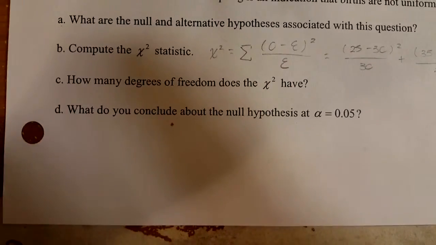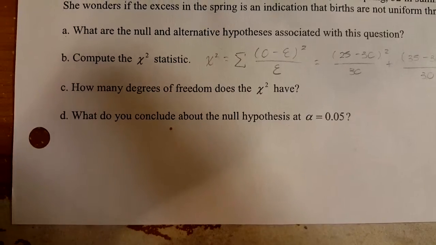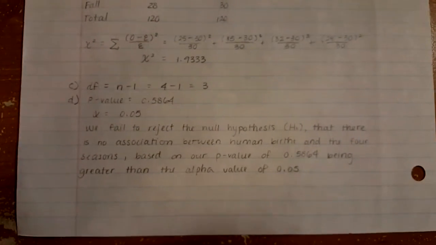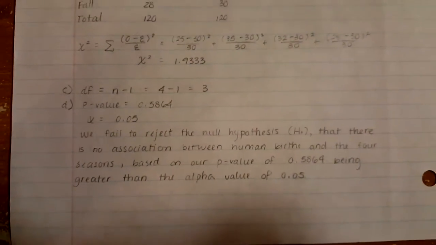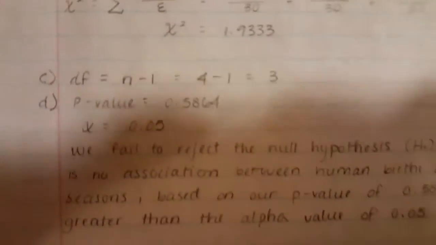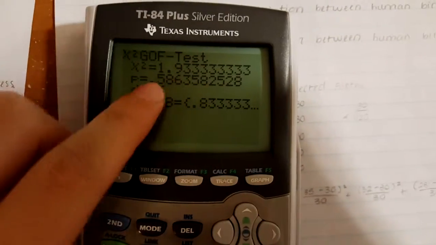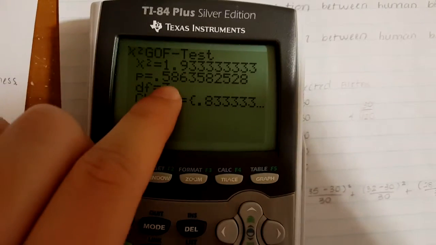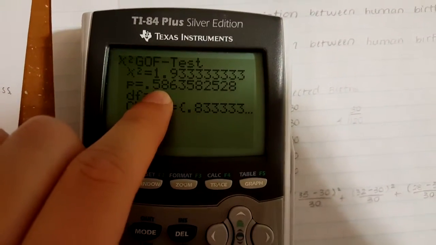D, what do you conclude about the null hypothesis at alpha equals 0.05? All right, so do you reject the H0 or do you not reject the H0? Taejong, you've done this a million times now. What do you need? That's right, you need that p value. Okay, so, well, we plugged everything in, the GOF test, and we got the p value of that, 0.5864.